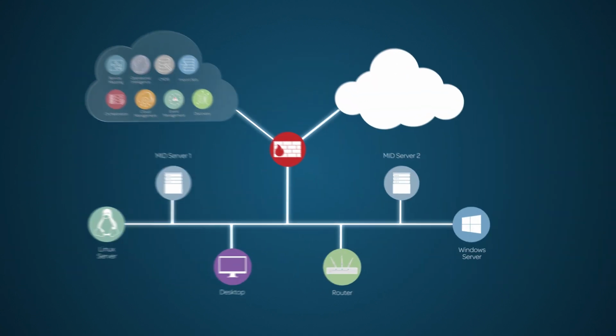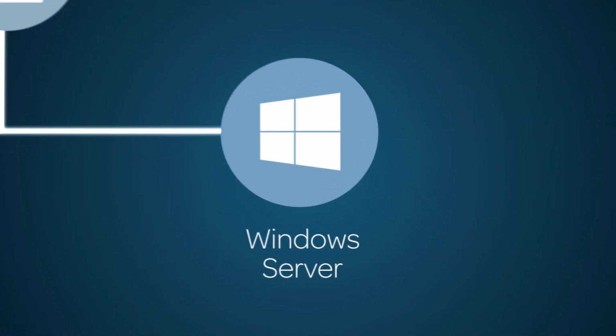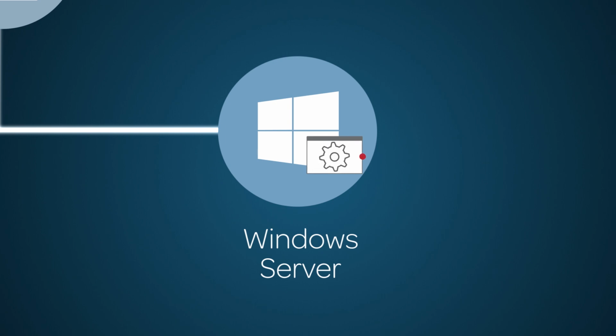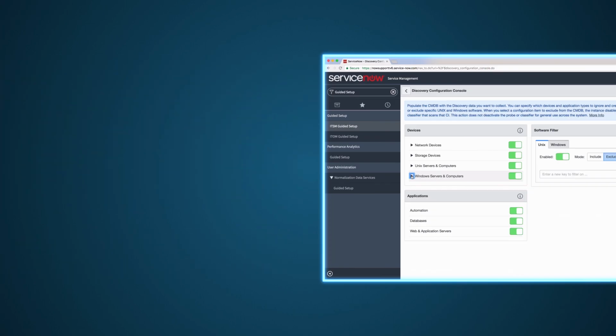Keep in mind that if you configure the system to ignore a device type, such as the Windows Server versions in our example, no applications running on that device type are explored, even if they are configured to be discovered. The instance cannot identify the applications running on a server until it first discovers that server.